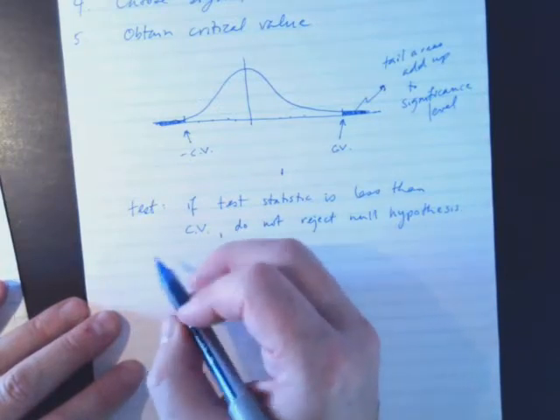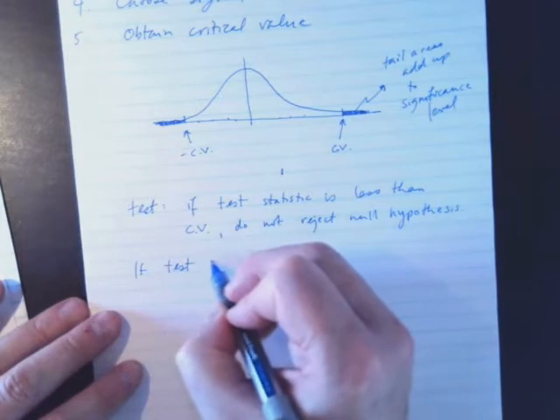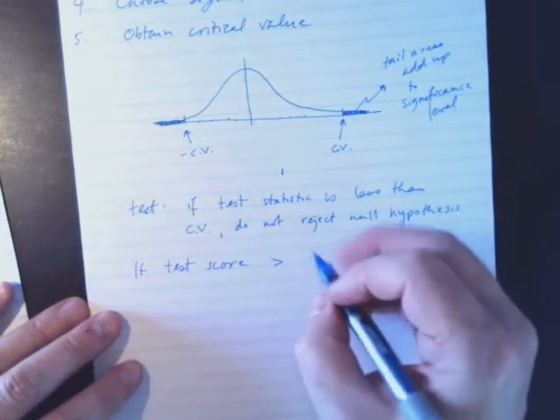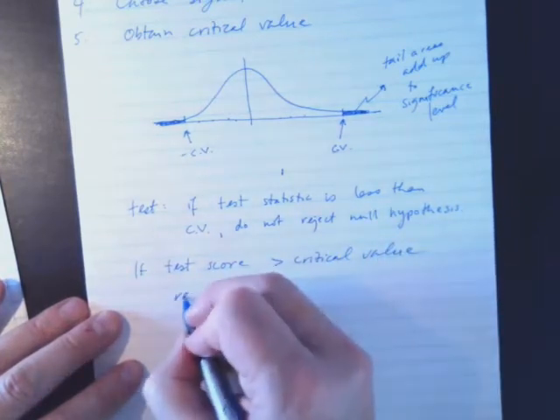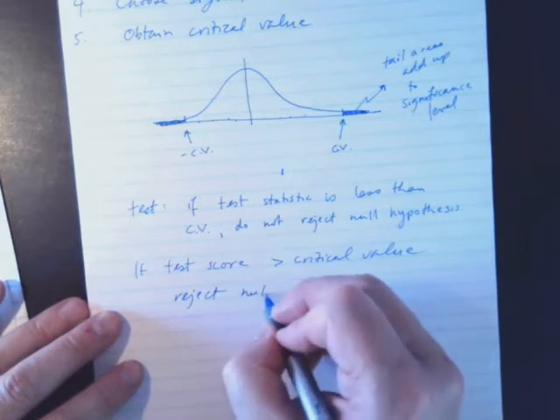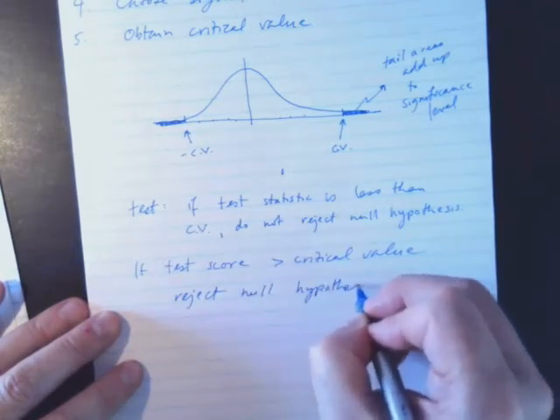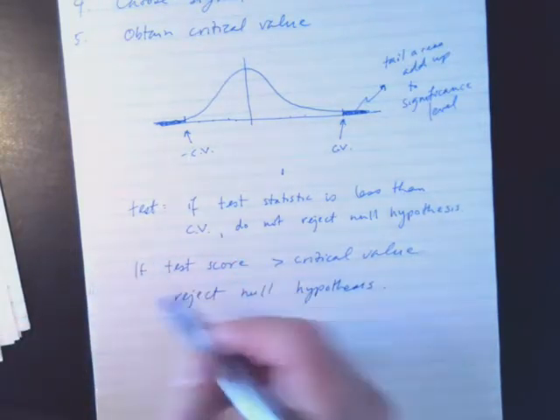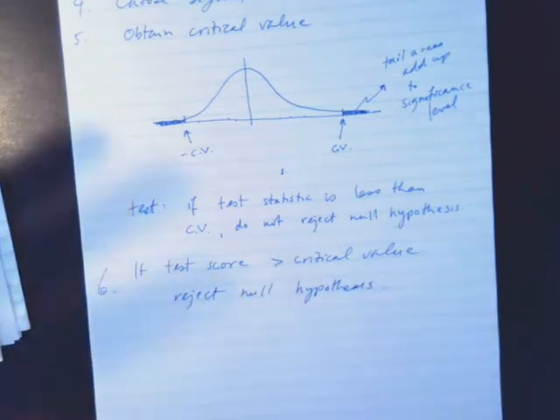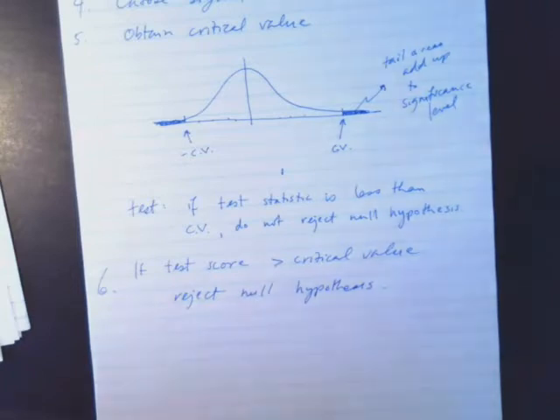And so if the test score is greater than the critical value, reject the null hypothesis. So writing it out step by step, of course, it always looks like a big involved multi-step process. But by now what you'll have seen is that you usually do it very quickly.